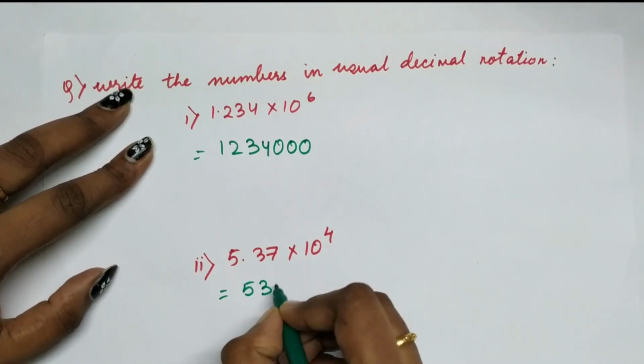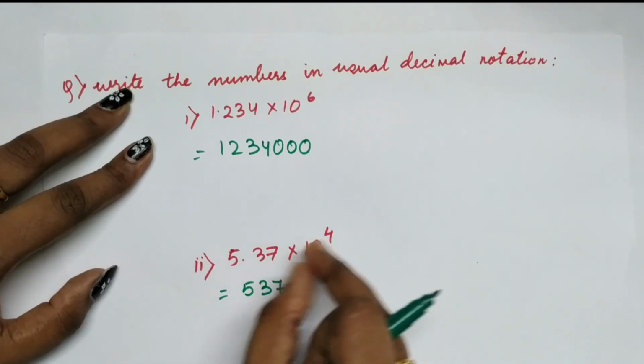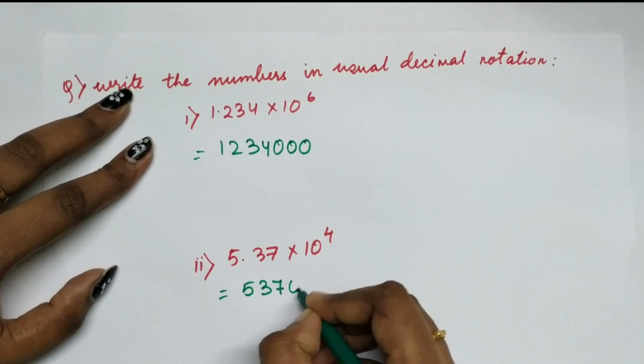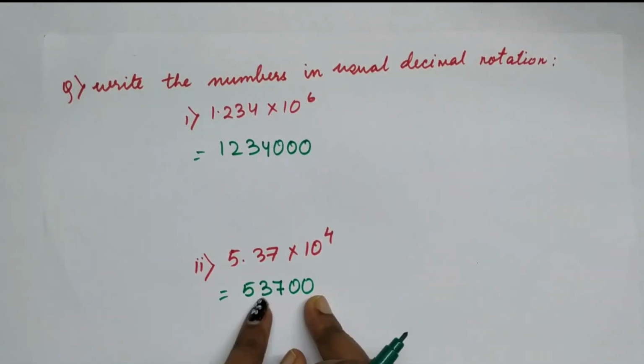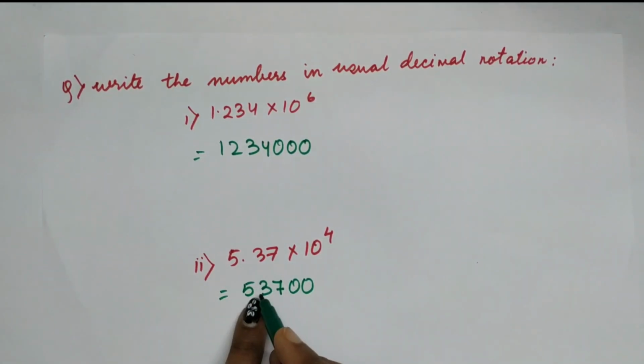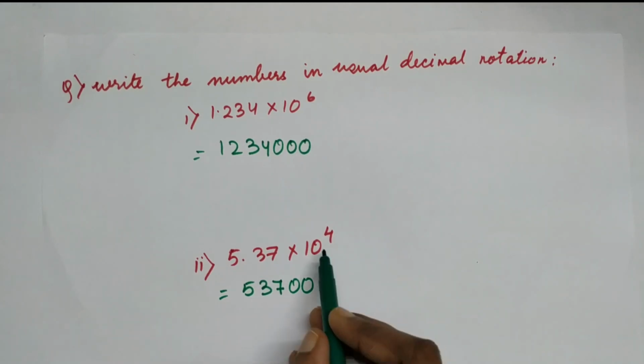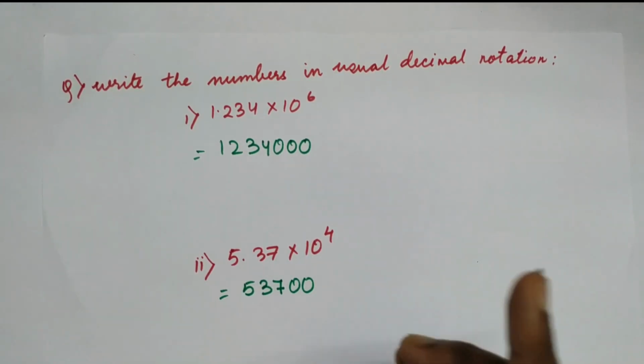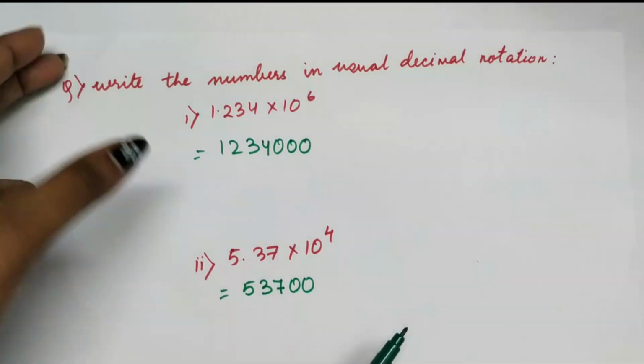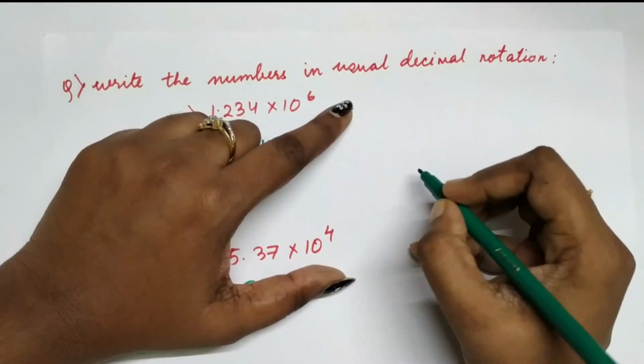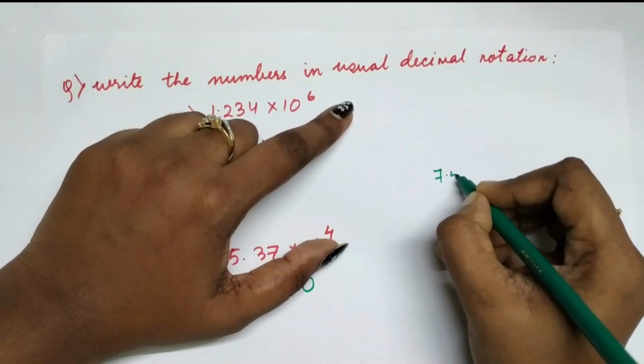So 5, 3, 7, 2 numbers already gone and 2 more zeros. So 1 and 2. So that takes the point from this position to the last position, and we are adding 2 more zeros. So that is because 10 to the power 4 is given here. If I give you one more example, I think you will understand it better.